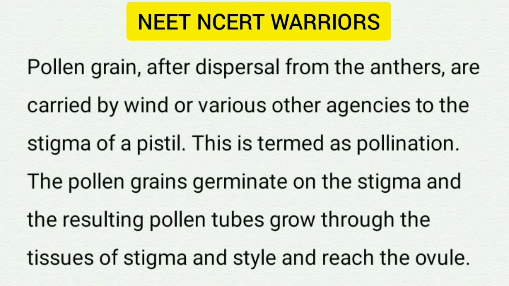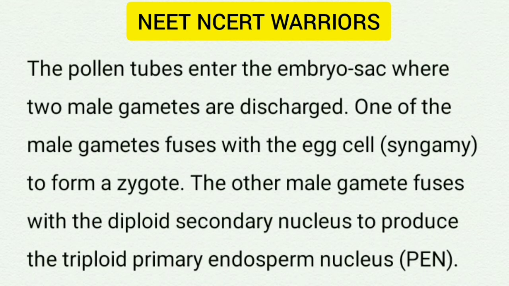The pollen grains germinate on the stigma and the resulting pollen tubes grow through the tissues of stigma and style and reach the ovule. The pollen tubes enter the embryo sac where 2 male gametes are discharged. One of the male gametes fuses with the egg cell, called syngamy, to form a zygote. The other male gamete fuses with the diploid secondary nucleus to produce the triploid primary endosperm nucleus.